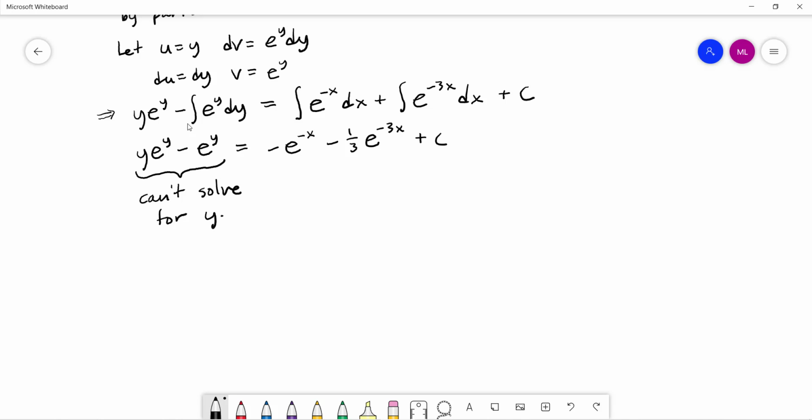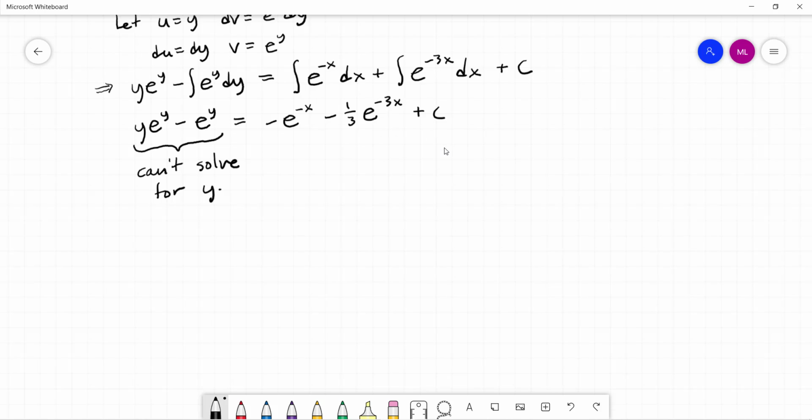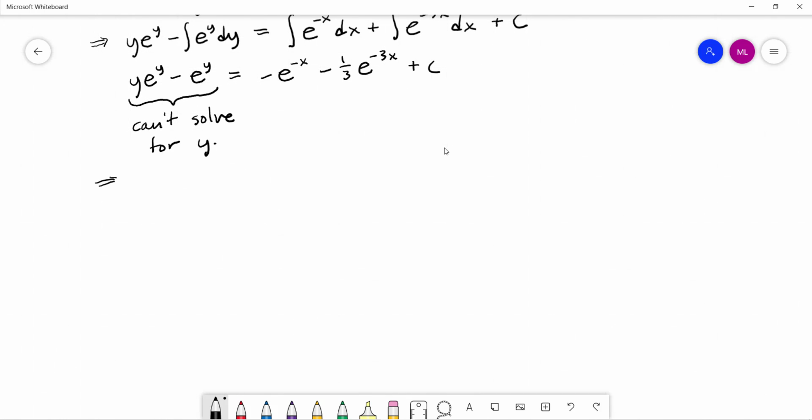In that case, we have to leave our solution like this. This is what's known as an implicit solution. Oftentimes, my preference when I'm dealing with an implicit solution is to at least move everything to one side of the equal sign, except for maybe the constant. And so that's what I'll do here. Depending on how you want to, you could try to factor the e to the y term out of these two and write it as a product instead of a difference. Doesn't really make a big difference to me.